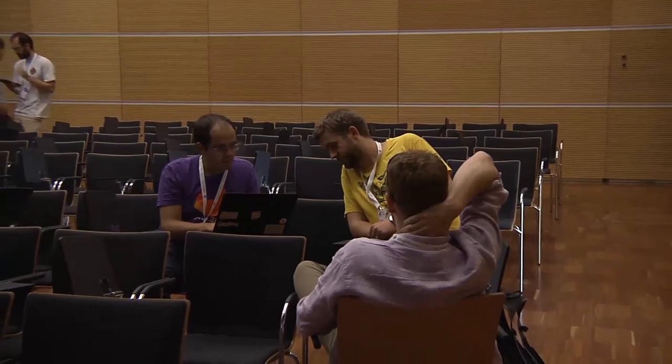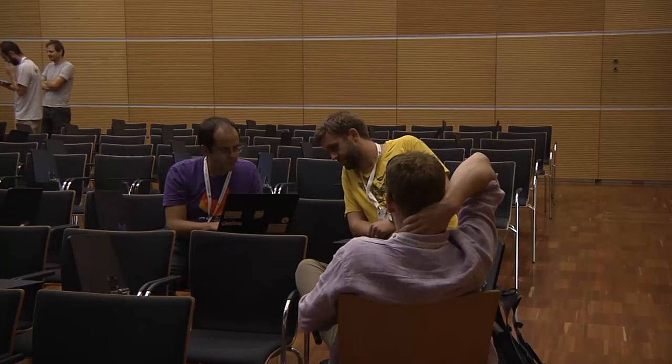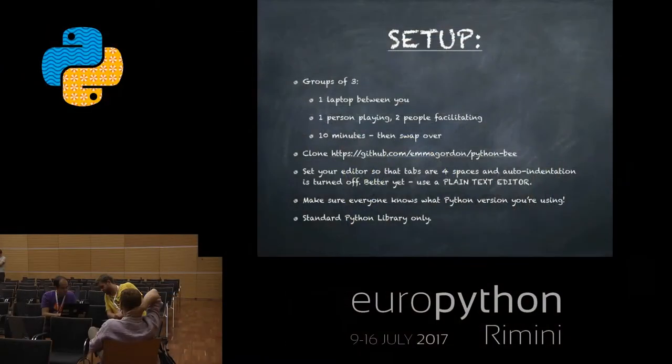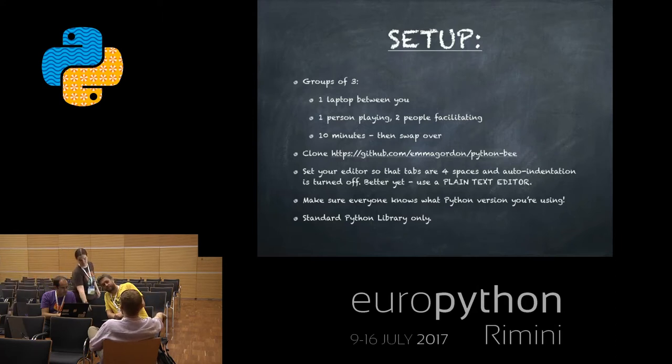So time to swap over if you haven't done so yet. Okay, here we go. def space f open paren i close paren colon new line tab if space i equals 0 colon return space 1 new line tab return space f open paren n minus 1 close paren asterisk. I need to go back and change the n's to i's.